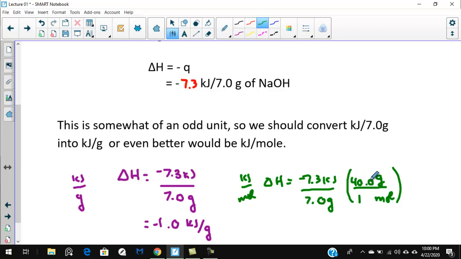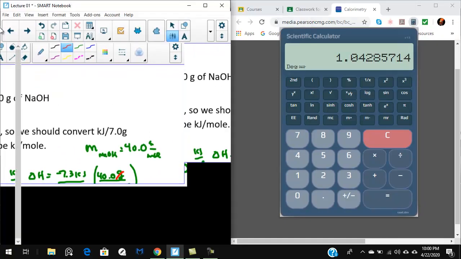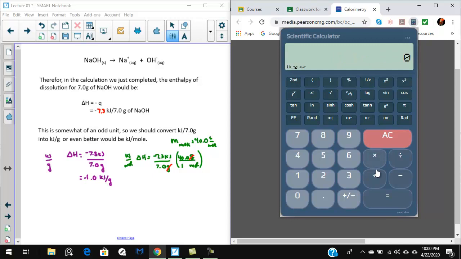So the molar mass of NaOH is 40 grams per mole. So that's where the grams comes from, the mole. And then if we cancel out units here, like we do when we do conversion factors, grams will cancel grams. And then we can do a calculation here and come up with a number. So let me just grab the calculator again. Clear. So it's negative 7.3 divided by 7 equals that, times 40 equals that.